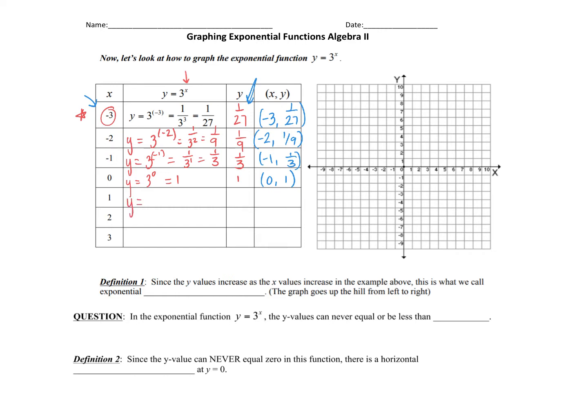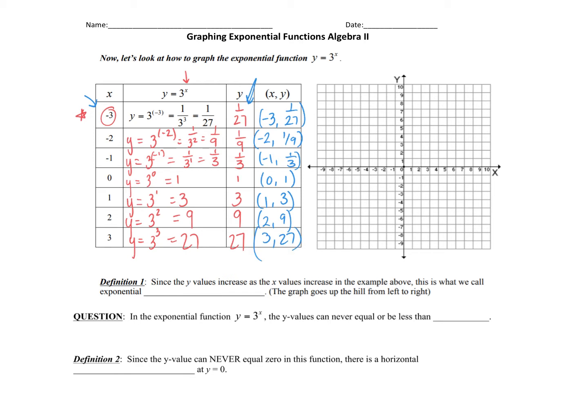Now they're going to get easier, right? So now we have y equals 3 to the 1, and I know that's just 3. So my point now becomes 1, 3. I'm then going to substitute the 2 in for the x, and I know that 3 squared is 9. So my point is 2, 9. And then the last one, we have y equals 3 cubed, which is just 27. So my point becomes 3, 27.